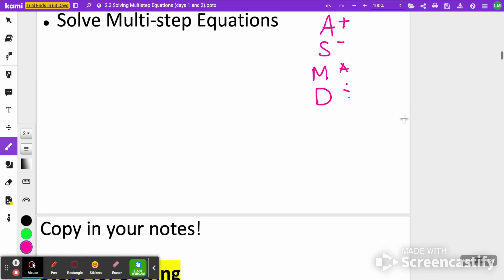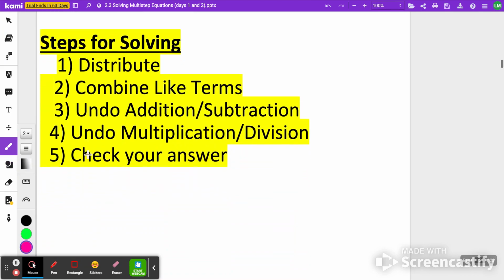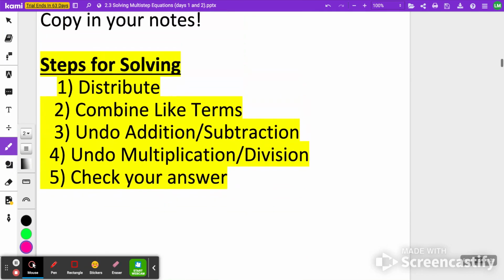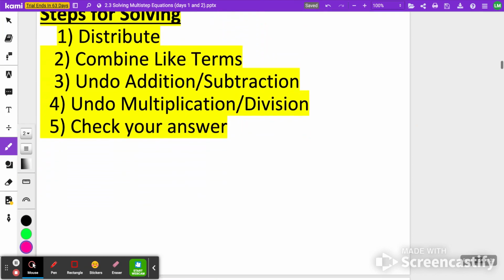Okay. The very first thing we want to do is copy this in our notes. So the steps for solving today, we're going to have to distribute, combine any like terms, and then we undo any adding, subtracting, then multiply or dividing, and then finally check your answer. So if you haven't had a chance to pause the video now, let's take time to pause the video here. When you're done writing down your 5 steps, go ahead and click play and we'll try the next question together.